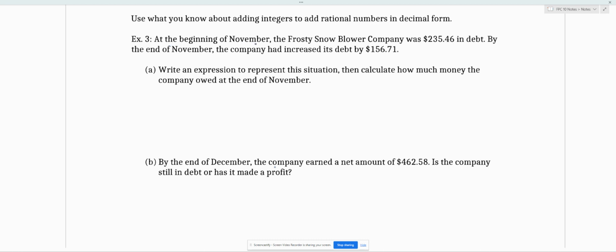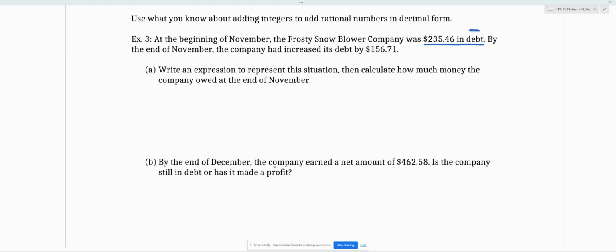So at the beginning of November, the Frosty Snowblower Company was $235.46 in debt. Well, this debt means negative. Debt is negative. That's a bad thing. So let's write that expression. We're going to be writing that first in a second.